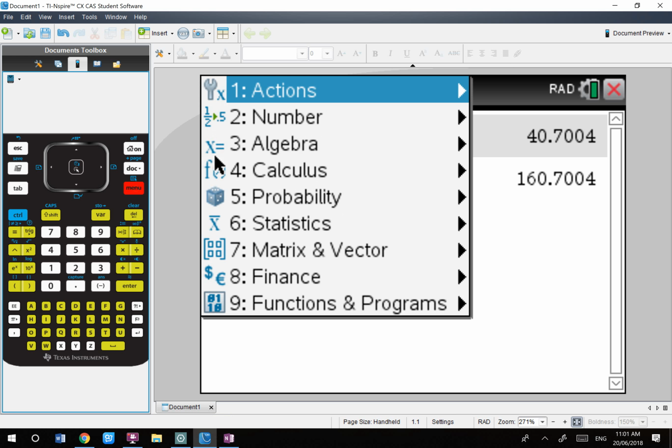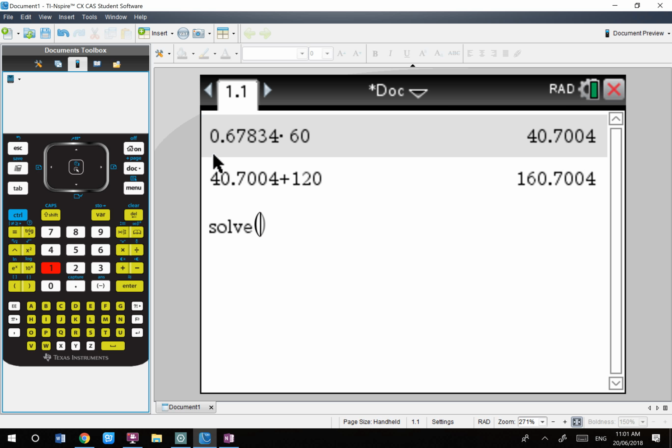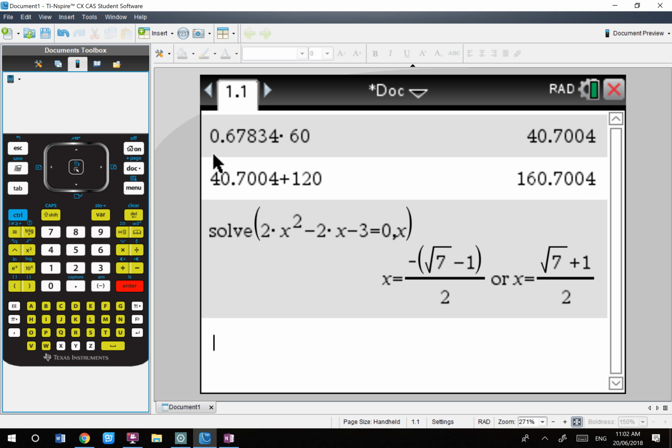So I can go Menu 3 and 1 to get Solve. Then I type 2x squared minus 2x minus 3 equals 0, and then comma x. Comma x means I solve for x. You can have a, b, c, and x all in one equation, but x is the variable. Then the calculator will treat a and b as constants and solve in terms of them. So we have the exact answer: minus root 7 plus 1 over 2, root 7 plus 1 over 2. It should be the same as what you did yesterday.